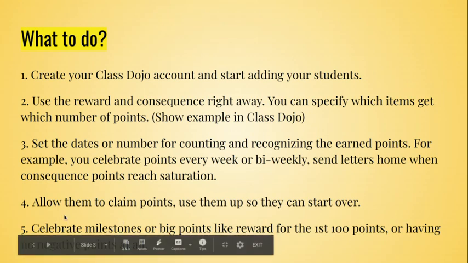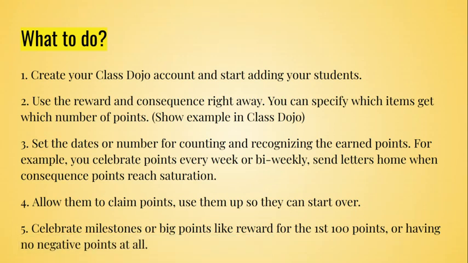Okay, so what to do? Number 4, allow them to claim points and use them up so they can start over. So, for example, Charlie already had 20 points and she wants to claim that for a prize of having no science classwork for the week. And then she uses up all her 20 points, and then at the beginning of the week she has 0 points. That's how they can actually claim their points.